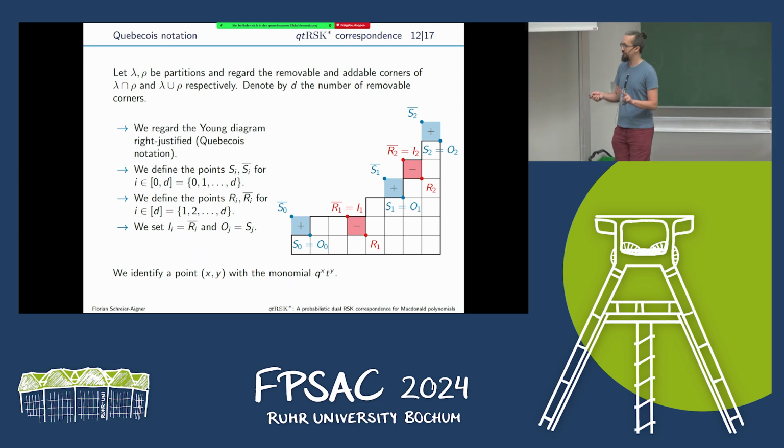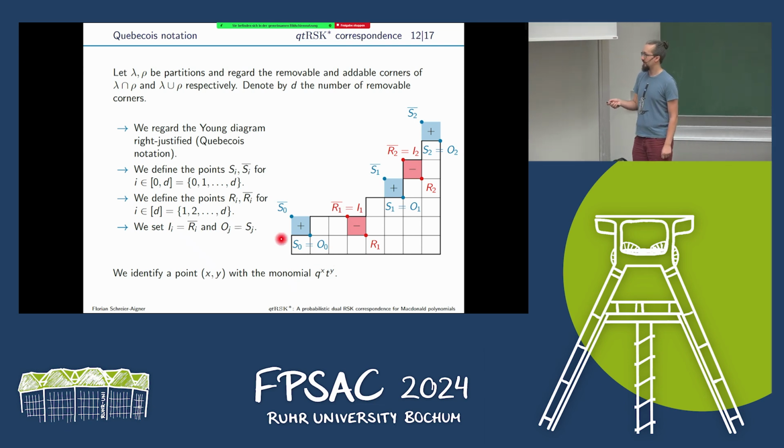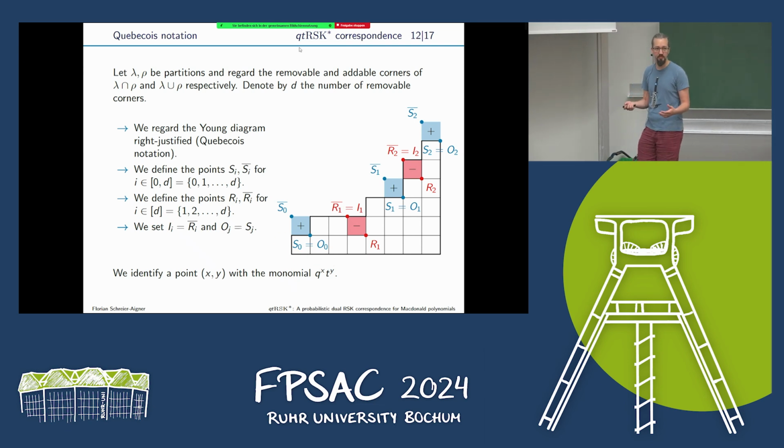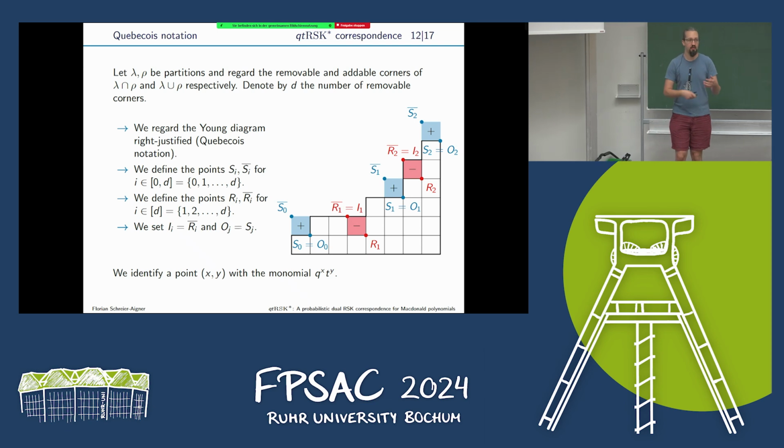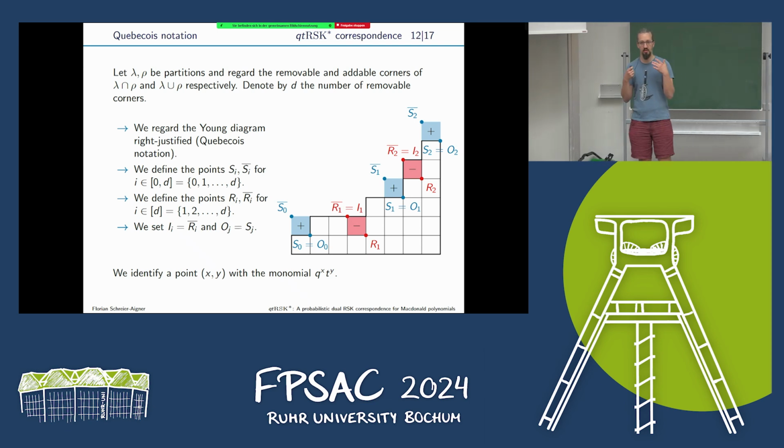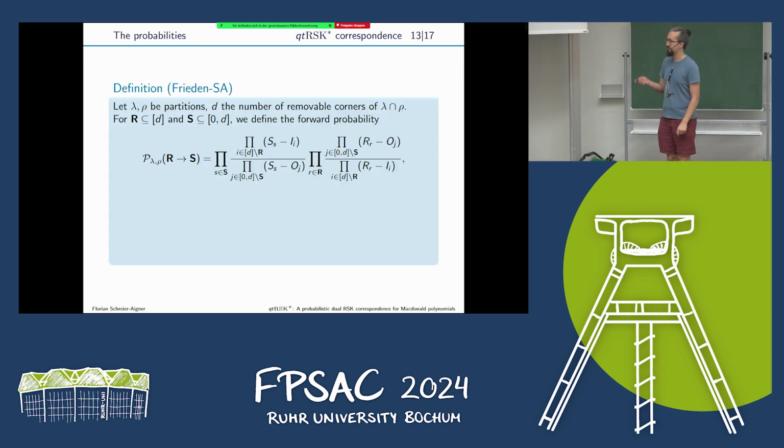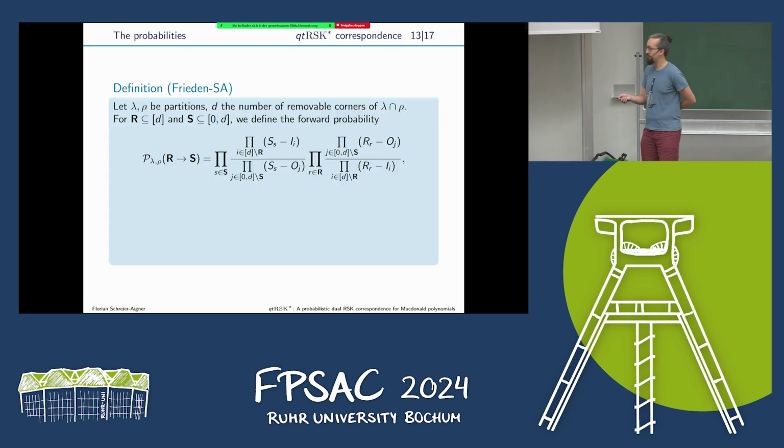And the important two things are that these boxes are all unit boxes, and what we are looking at are homogeneous rational functions of degree 0. So we don't care where the origin is. So everything is well defined. And then our definition for the forward probability is this very nice product.